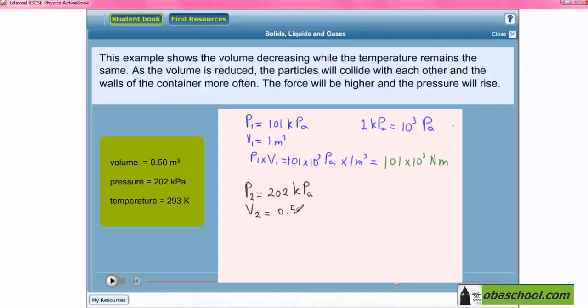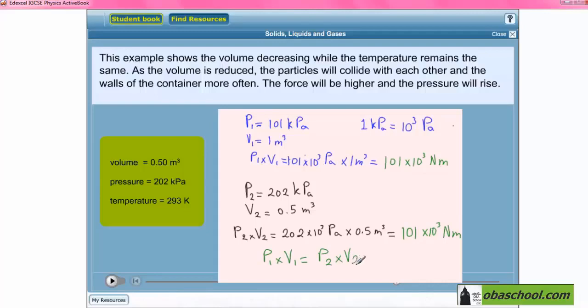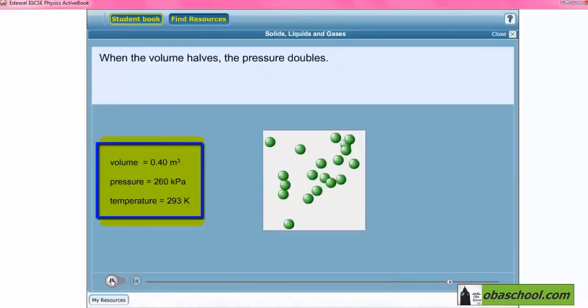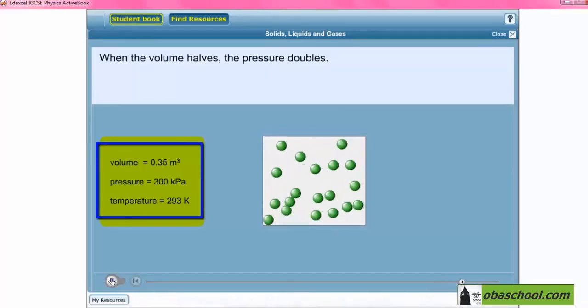Now P2 equals 202 kilopascal, V2 equals 0.5 meter cubed. So P2 times V2 equals 202 times 10 to the power 3 Pascal times 0.5 meter cubed, which equals 101 times 10 to the power 3 Newton meter. So this justifies Boyle's law, which indicates that P1 V1 equals P2 V2. When the volume halves, the pressure doubles.